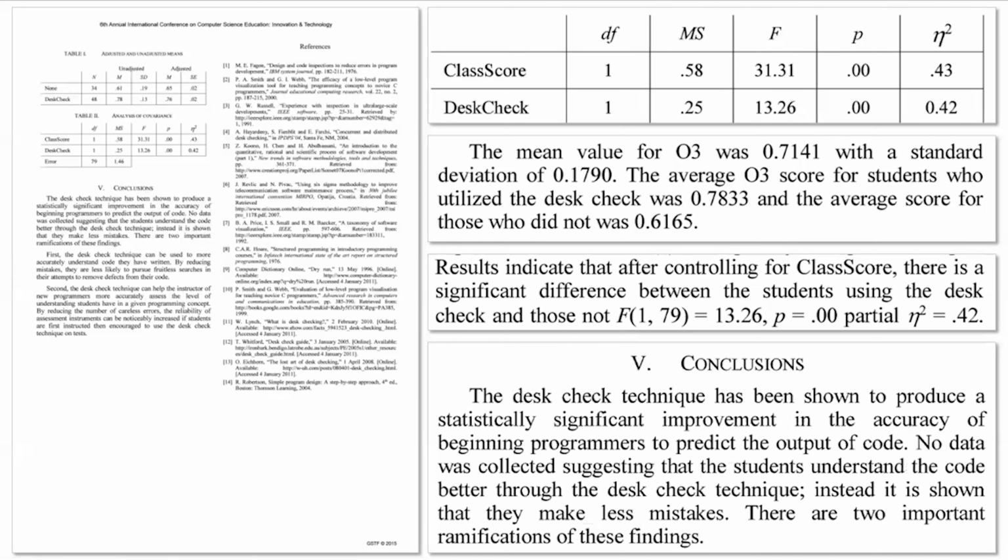The conclusions: the desk check technique has been shown to produce a significant improvement in the accuracy of beginning programmers to predict the output of code. Now, no data was collected suggesting the students understood the code better through the desk check technique. Instead, it shows they made fewer mistakes. You can have a 16% increase in your score by simply using the program trace rather than not. We didn't do a study on this, but I'm going to guess that's probably a bigger impact on your grade than actually studying for the test.